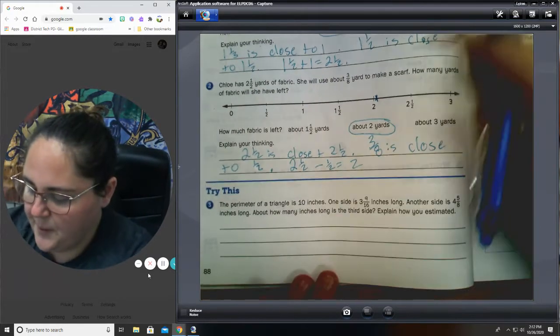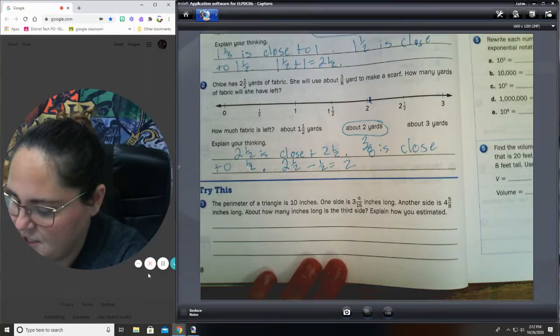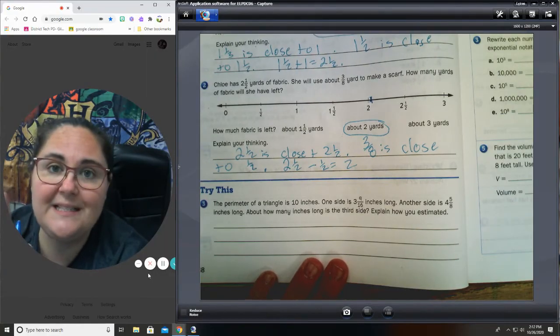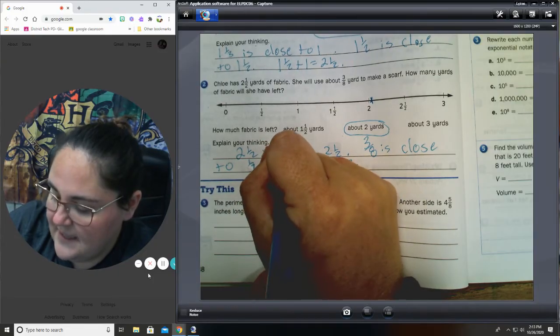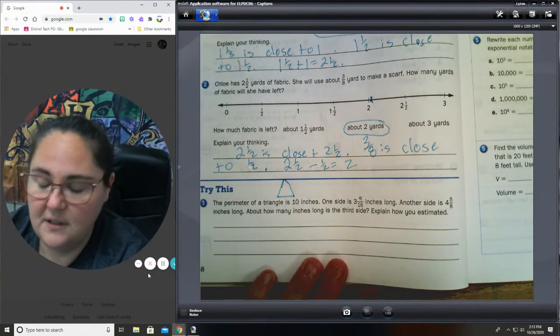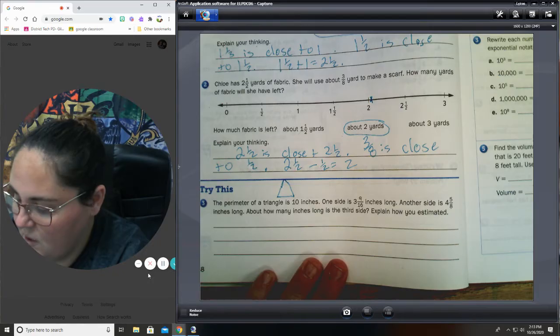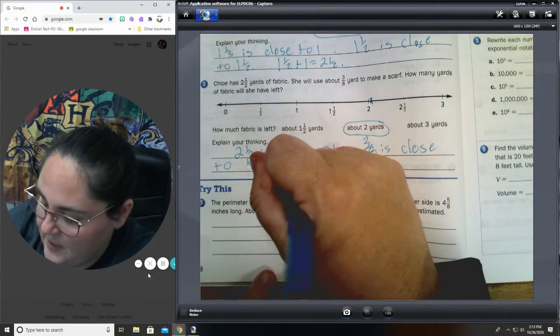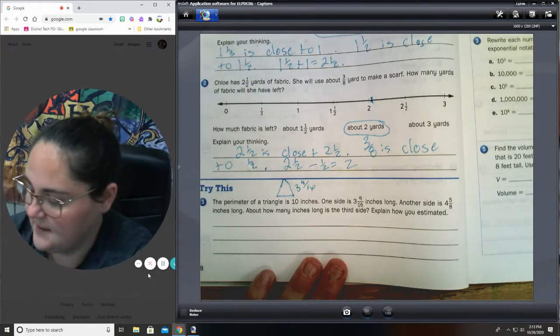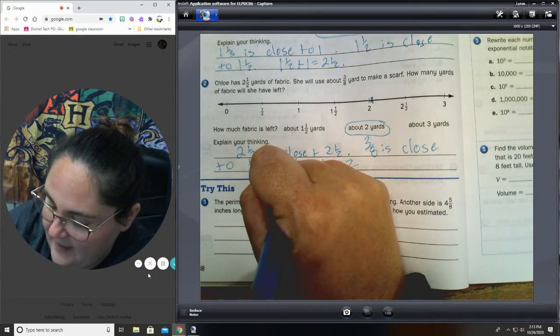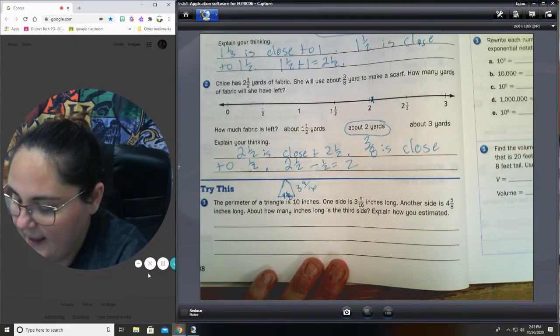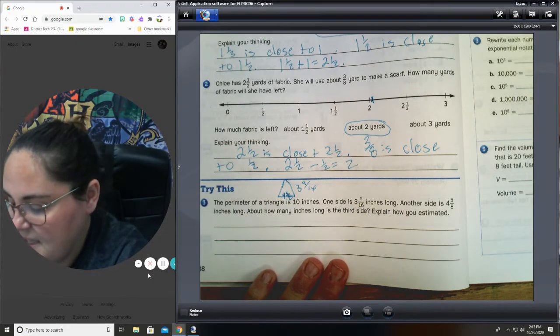Number 3, the perimeter of a triangle is 10 inches long. Remember, perimeter is outside edge. So if I have a triangle, the outside edge is about 10 inches. One side is 3 9/16. Another side is 4 5/8. About how many inches long is that third side?